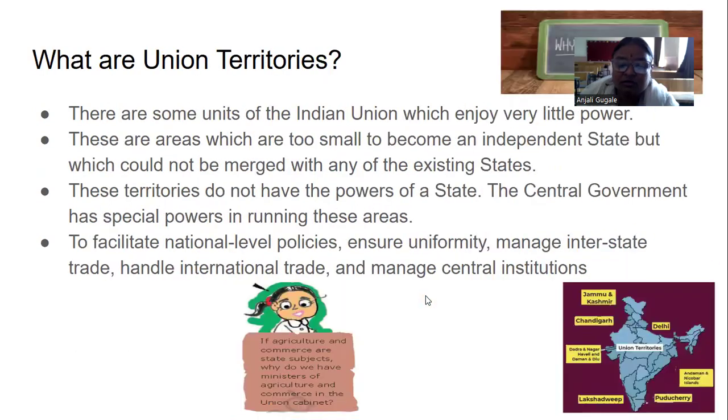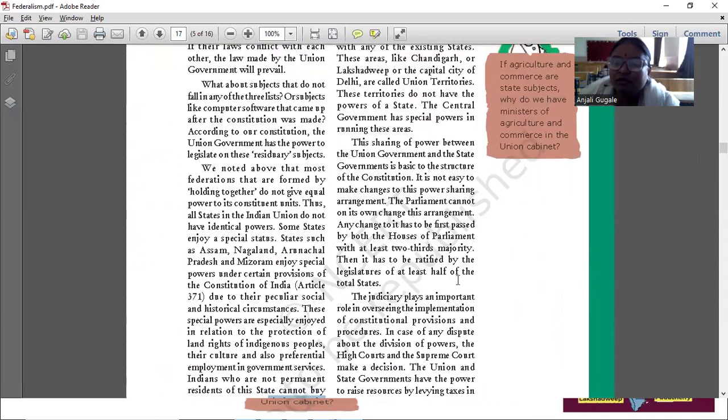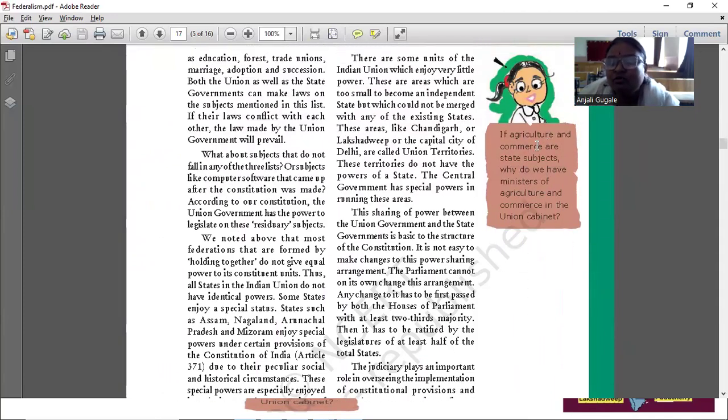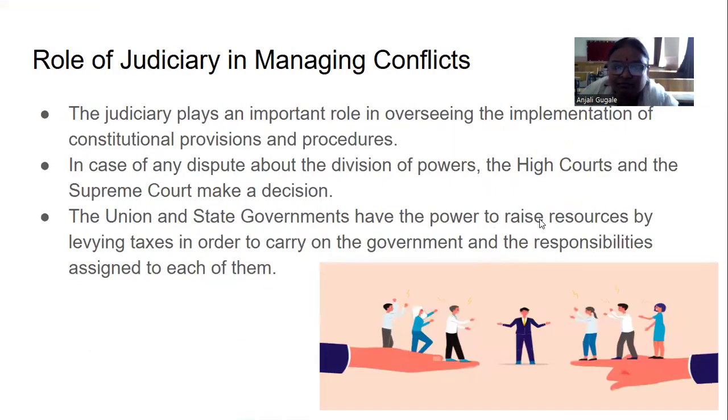Now here, children, an activity question has been given in your textbook. If agriculture and commerce are state subjects, why do we have ministers of agriculture and commerce in the union cabinet? What is the reason for that? The answer is, the union and the state governments have the power to raise resources by levying taxes in order to carry on the government and the responsibilities assigned to each of them. In case of a dispute, the high courts and the Supreme Court take the decisions.